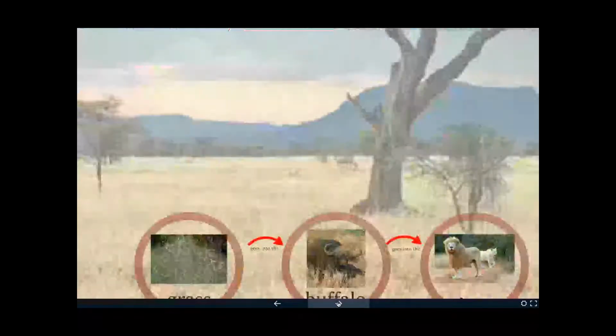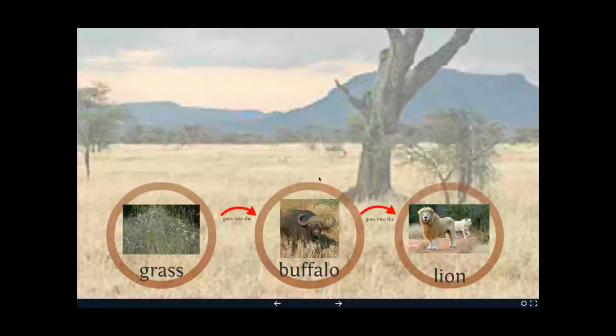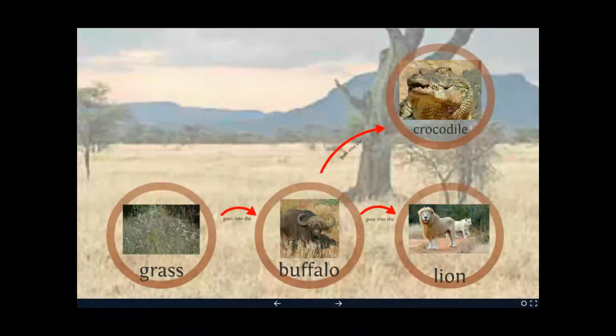So for example, we could take our simple food chain of grass, buffalo, lion. Well, if I remember the video correctly, there was another animal trying to eat the buffalo, so we could add the crocodile to it, and the buffalo going into the crocodile. And you can see really this is just two food chains. Food chain 1 is grass, buffalo, lion, and food chain 2 is grass, buffalo, crocodile.